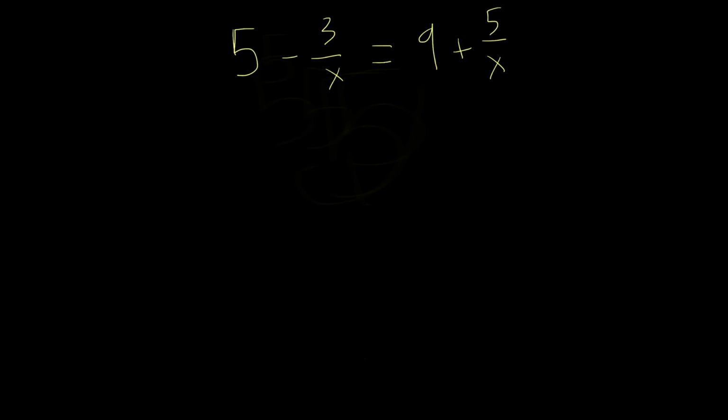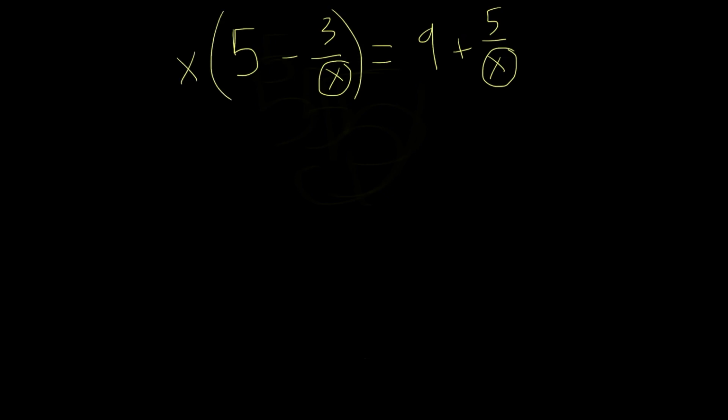So right here, we have the equation 5 minus 3 over x equals 9 plus 5 over x. And if you notice, we have x as our denominator in this case. So to make this equation simpler, we want to get rid of the x as a denominator. And how we're going to do that is we're going to multiply x to both sides. And if we do that, we get rid of x as our denominator.